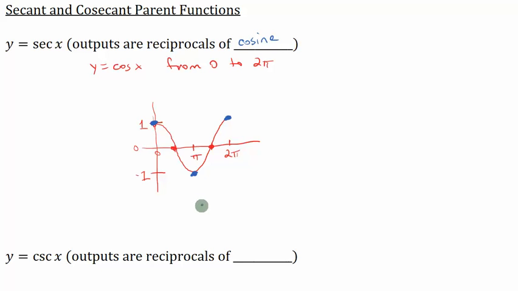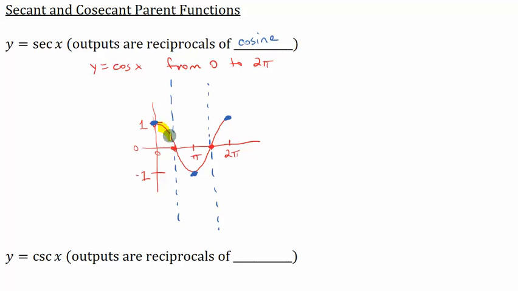It starts to differ now, though. For example, right here, the cosine function outputs 0, a y value of 0. The reciprocal of 0 is undefined. So what you get for your secant graph is an asymptote. This vertical line that your graph can't touch, but it approaches. And the same thing over here where cosine is 0, secant is undefined, okay? So you can start to see some differences now.